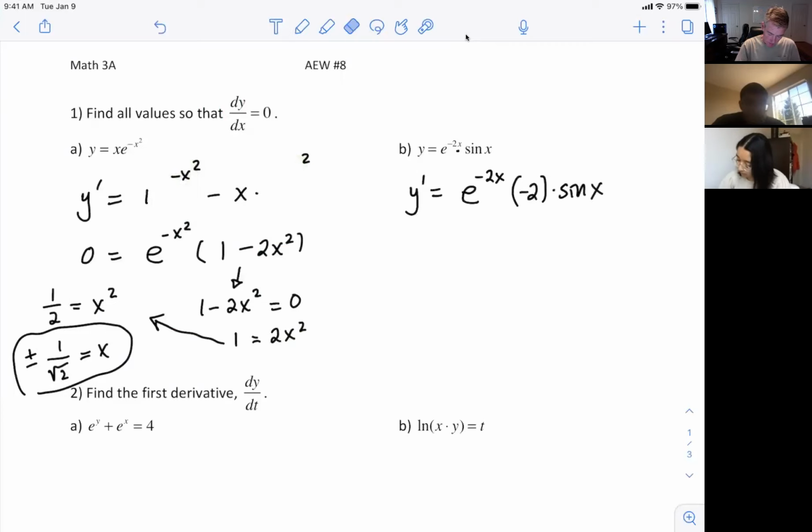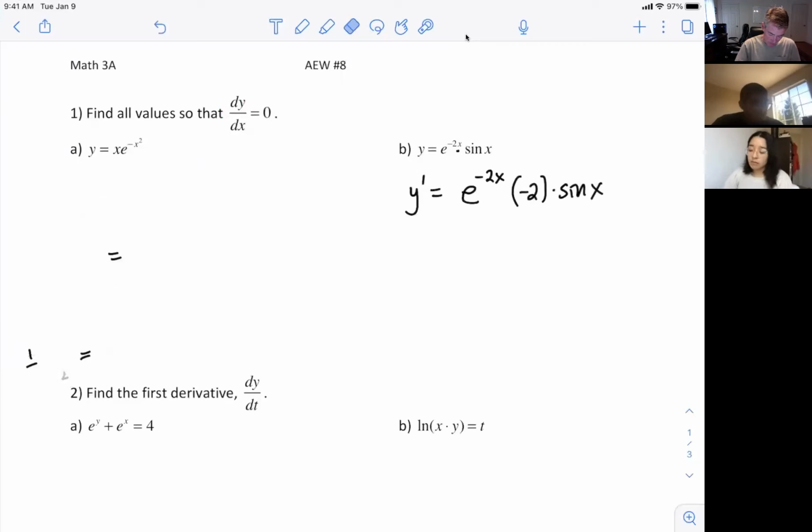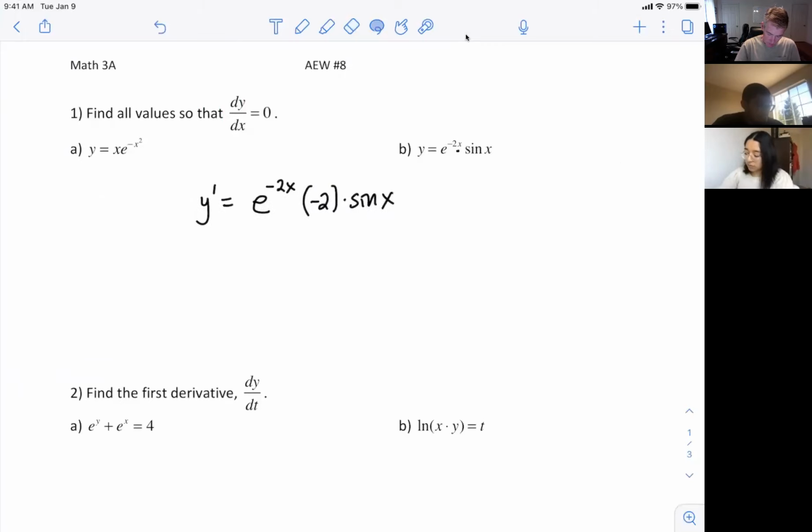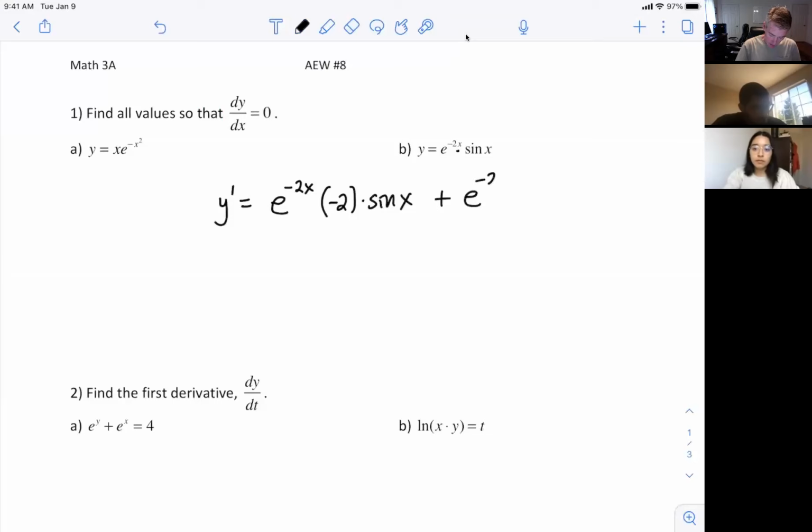And it looks like I'm going to need some more space. Let me just move it over there. Okay. So in the middle of the product rule, then it goes plus, leave the e function alone. And then take the derivative of sine, which is cosine. And set it equal to 0.